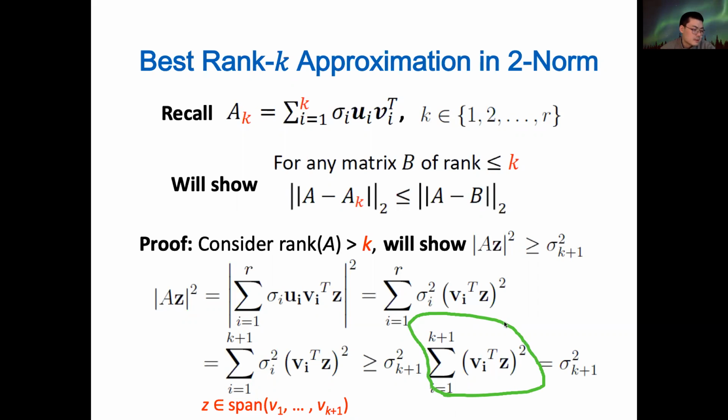You may ask why, right? This is because, if you look at z, right? So z is a unit vector. This is what we're doing, right? So the unit vector along the first k plus 1 dimensions. Okay, u1, u2, so they are coordinates. This coordinate square is the vector length of z. Okay, so the vector length of z is 1.